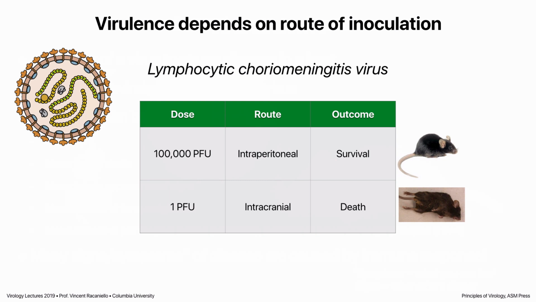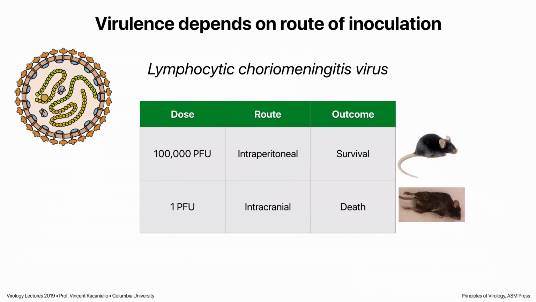So here we inoculate mice intraperitoneally, put a needle in the peritoneum, 100,000 PFU, and all the mice live. It's a happy mouse there, right? And if you put 1 PFU intracranially right into the brain, all the mice die. So the route of inoculation makes a big difference. You can't say that LCM is either virulent or not virulent in mice unless you tell me the route of inoculation. That's very important because here you see it makes a big difference.